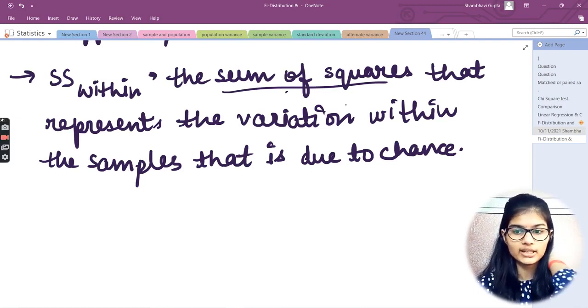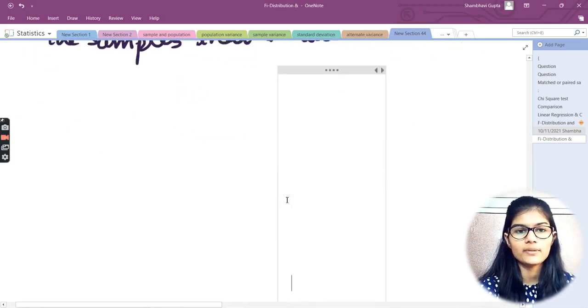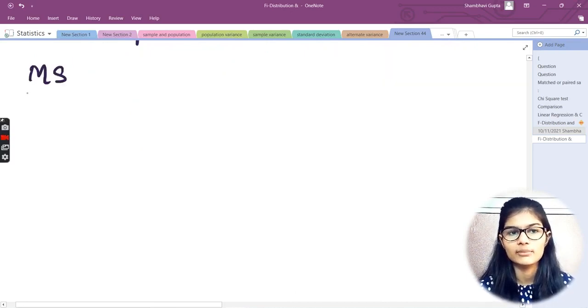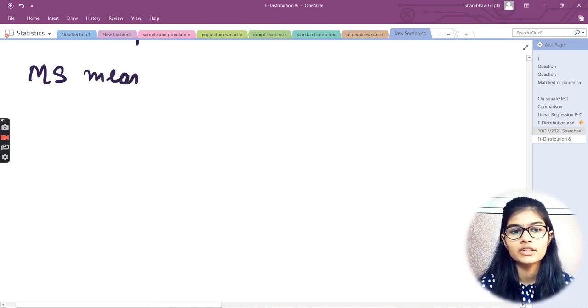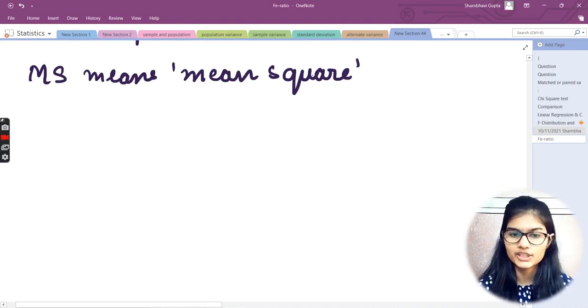Now next we have some more things to go ahead with, so I will just start writing those things. I will not dictate them. So right here we go. Now we have another term, that is MS, capital M, capital S. What does that actually mean? MS means the mean square. So it's the mean, and here it is the square. Okay, so MS means the mean square.